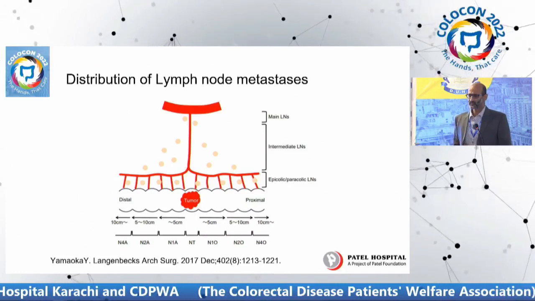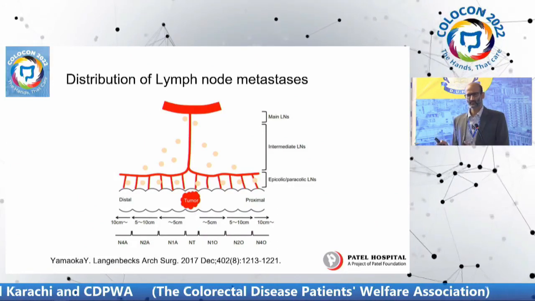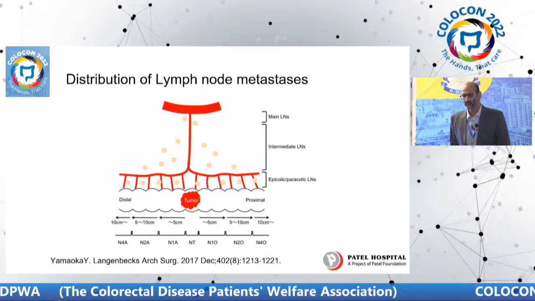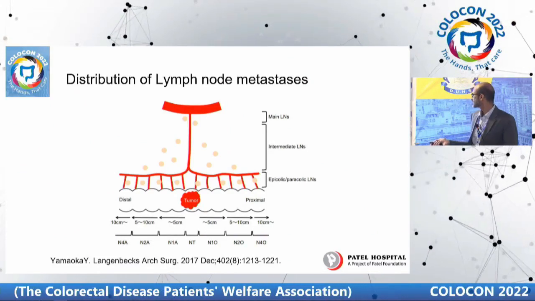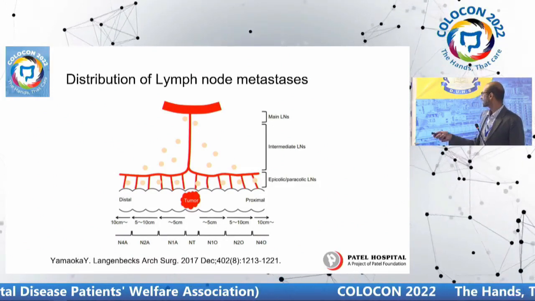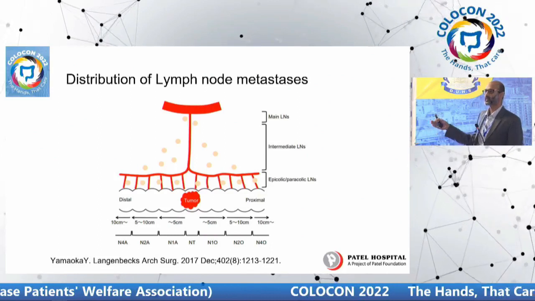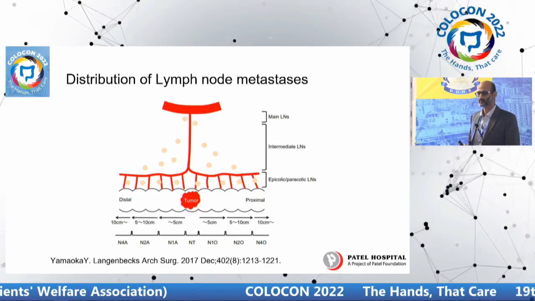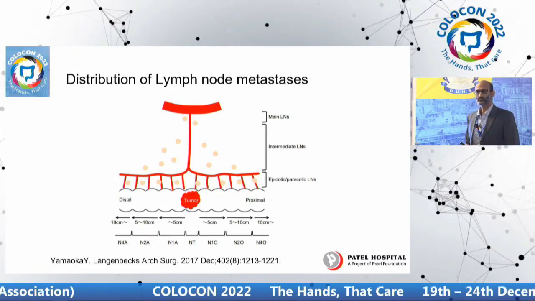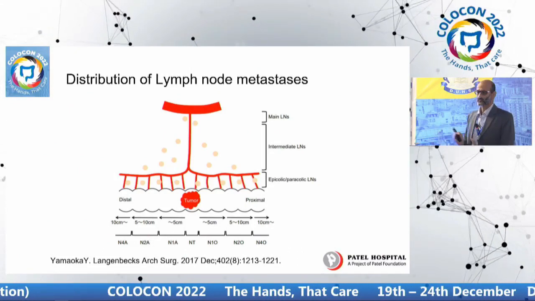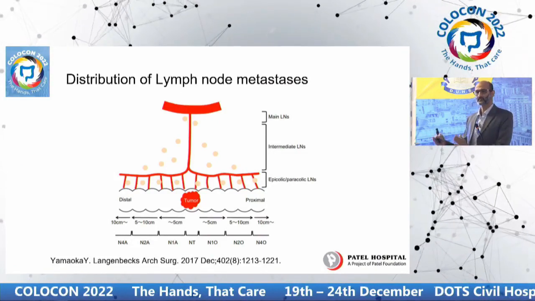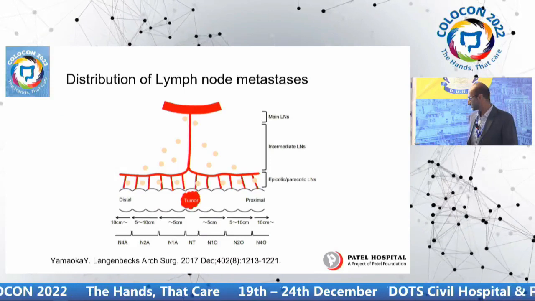So the Japanese have been looking at it for a long time, like Professor Saab said. This was a more recent study where a single Japanese center looked at the distribution of lymph node metastasis within colon cancer. They divided the nodes into pericolic or epicolic nodes, intermediate nodes, and central nodes, or the main lymph nodes. Then they looked at the distance from the tumor, on the oral side and aboral side, up to 5 centimeters, 5 to 10 centimeters, and beyond 10 centimeters.